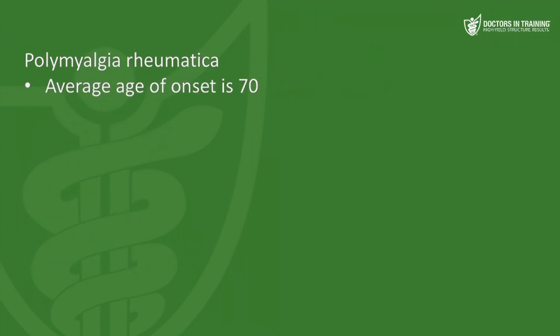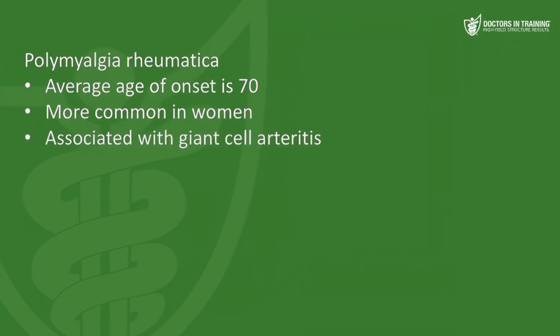The average age of onset of polymyalgia rheumatica is age 70, and it's 2 or 3 times more common in women. So if they give you a little old lady with proximal joint pain and stiffness, think about polymyalgia rheumatica. And it's sometimes associated with temporal arteritis, also called giant cell arteritis. Temporal arteritis is covered in the cardiovascular section. And we'll talk about different types of vasculitides in the cardiovascular section as well.